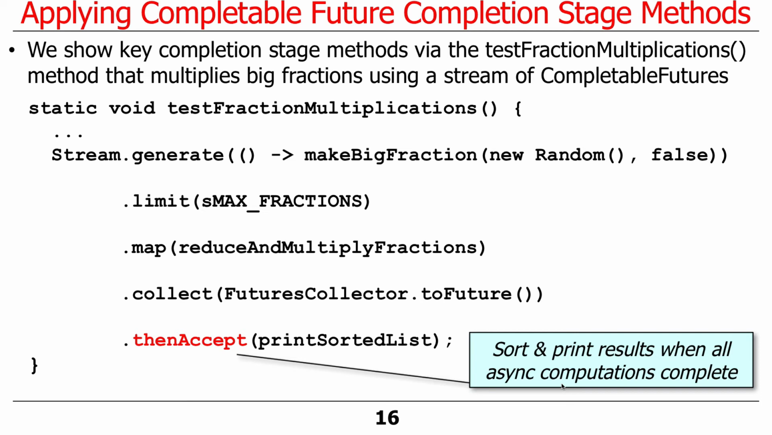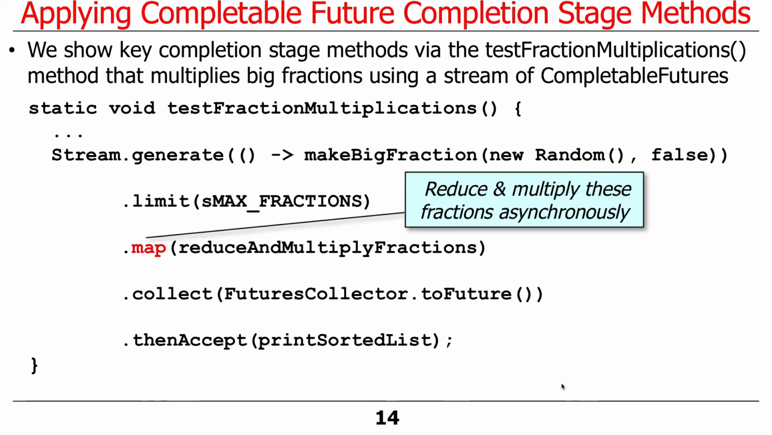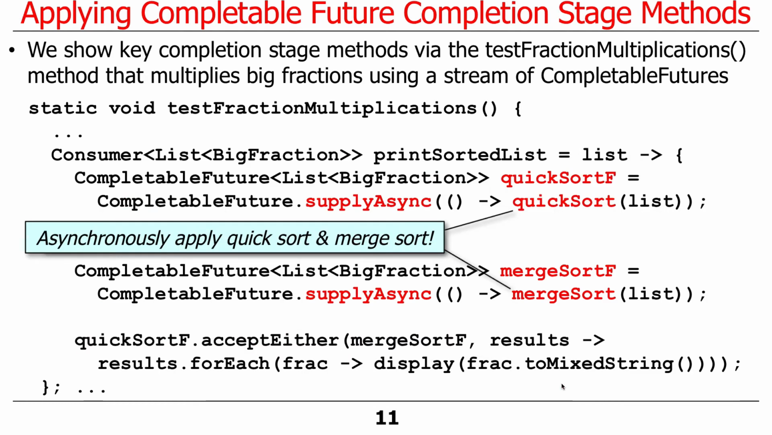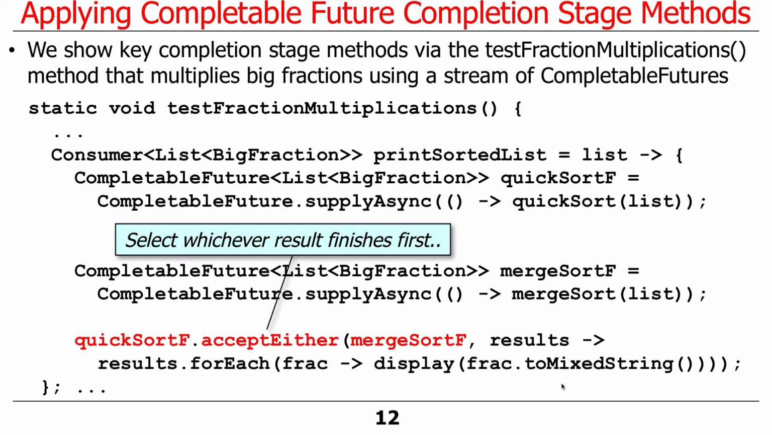So then accept will only get called back when this future completes. And that future will only complete when all of the other futures complete, all of which are running asynchronously, by the way. And we then go ahead and accept that result, and we call this callback consumer lambda, which, as we just showed a couple slides ago, is going to take the list and sort it with two different sort routines, and then pick the one that comes back first. And that's what will be displayed.